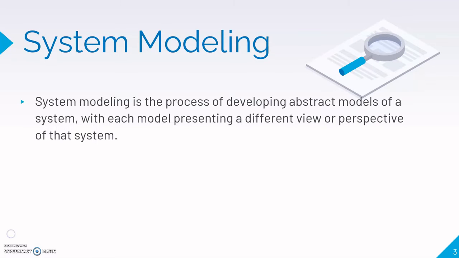Okay. So system modeling is the process of developing abstract models of a system with each model presenting a different view or perspective of that system. So it usually means representing a system using some kind of graphical notation based on diagram types in the Unified Modeling Language or UML.